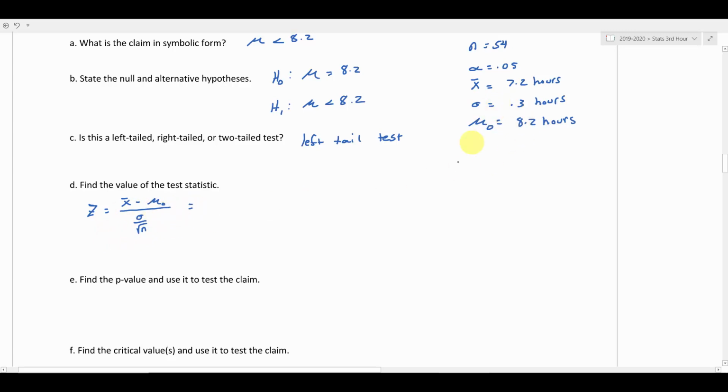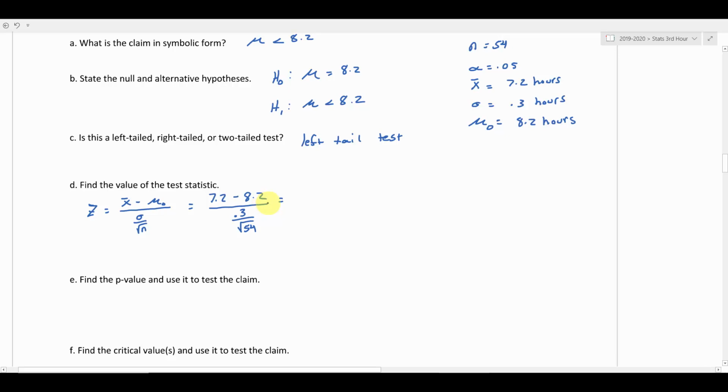And remember all those things that we wrote down over here? Now it's going to come in handy. All right, so we've got 7.2 minus 8.2. That's our sample mean, and this was our assumed population mean. So this is what we got from our sample, and this is what we expected to get. And then our population standard deviation was 0.3, so I just filled in that piece. And then we're going to take the square root of our sample size down here, so this is going to be 54. So this is our calculation that we do.